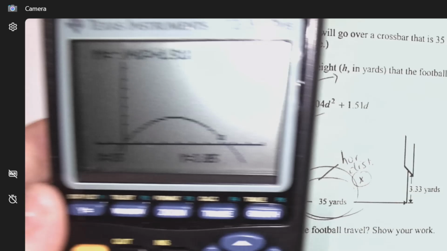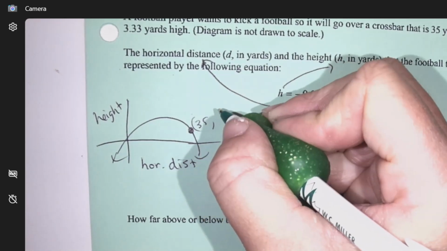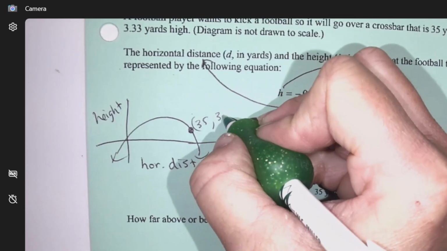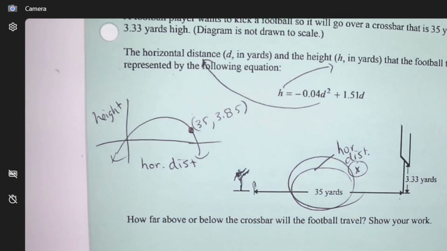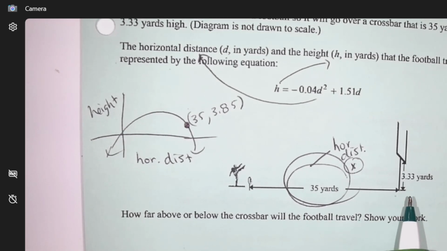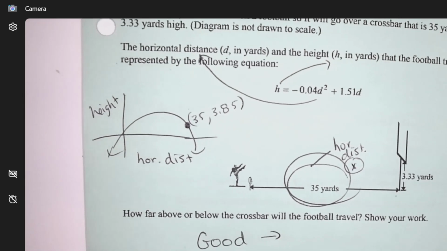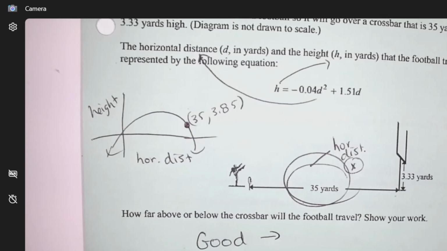Okay, so when I'm at 35 yards across, I'm at 3.85 height. So what do you think about the field goal? Is it good? Did it go above or below? Are you happy with this kick? Did your team win the game? It's good. How far above or below the bar are you?